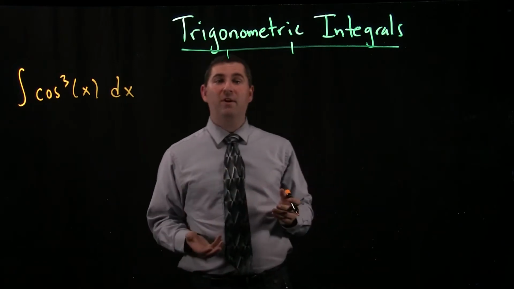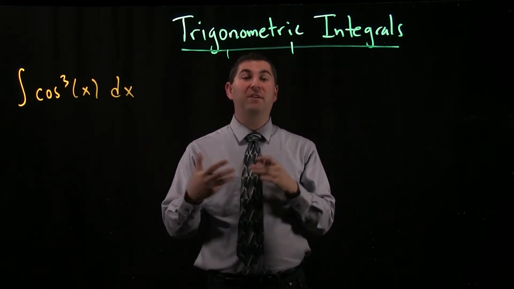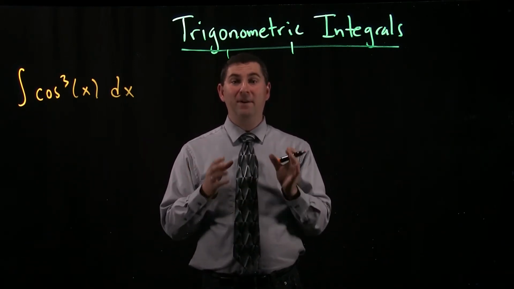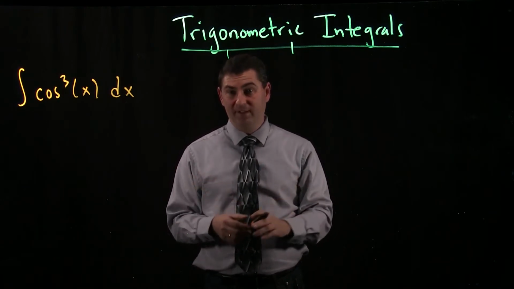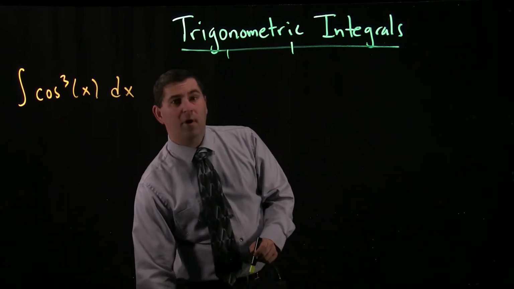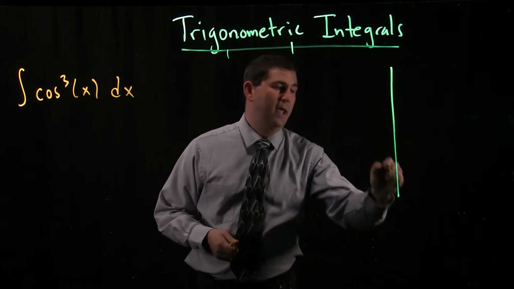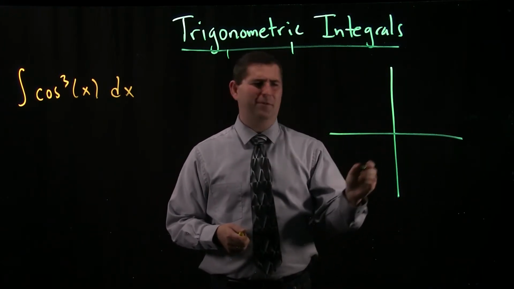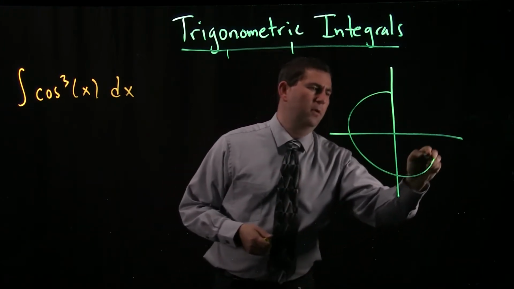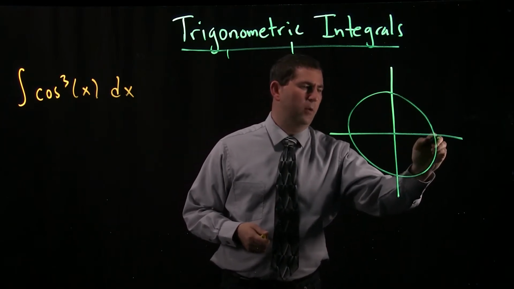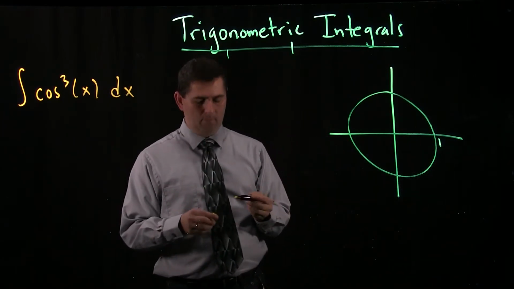Now I could use integration by parts here, but there's going to be a somewhat simpler way by using a very common trigonometric identity. Let's see. Say I draw a unit circle. What's a unit circle? It's going to be a circle whose center is at the origin and whose radius is 1.